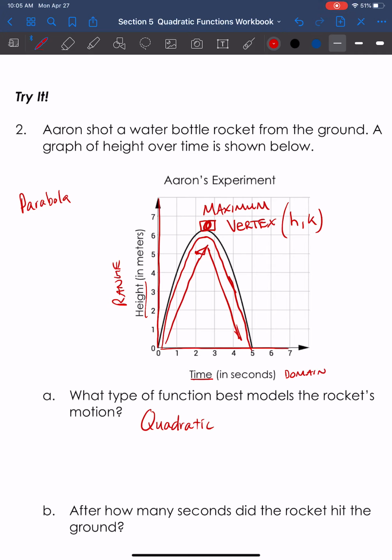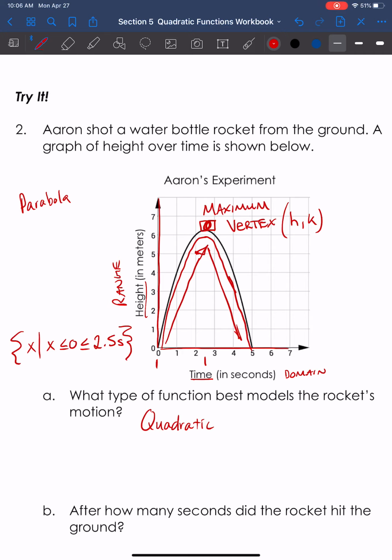So if we were talking about the domain, from what values is the domain increasing? We would say between a domain of 0 to approximately 2.5 seconds, it was increasing. If I wanted to write that using proper notation, I would say x such that x is greater than or equal to 0, but less than or equal to 2.5 seconds. So that would be my notation for that.